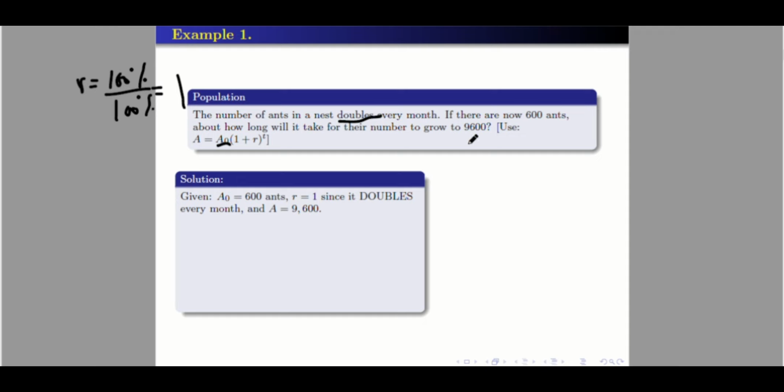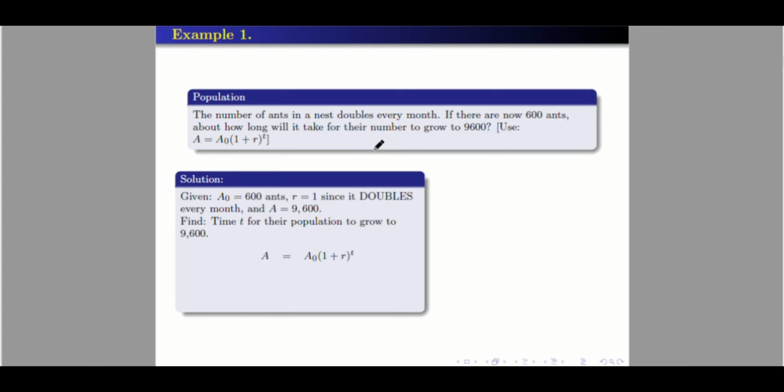And also, it is given that the final population is 9,600. So we will find the time t. Now, how long will it take for these 600 ants to grow to 9,600, given that the rate is 100%, meaning they double every month. So let's start with this formula or model. Let's substitute. We have 9,600, A sub 0 or the initial is 600, and the rate is 1. And then we have this variable t for time.